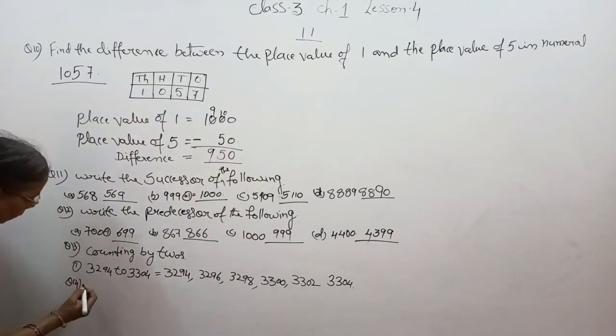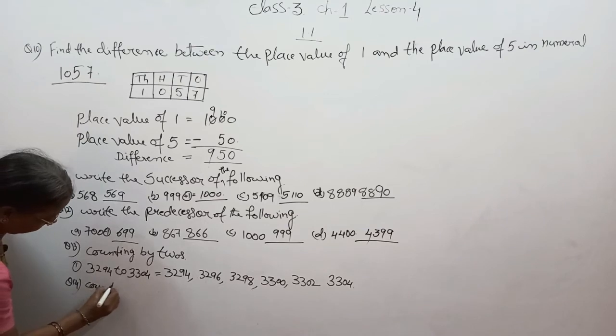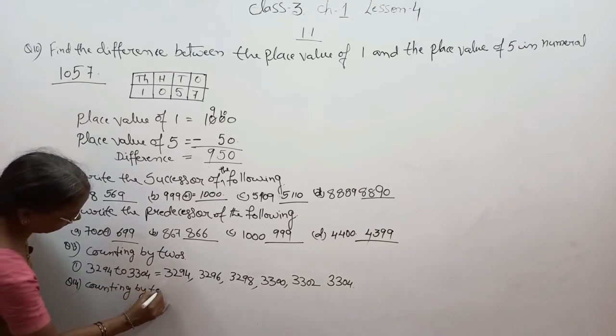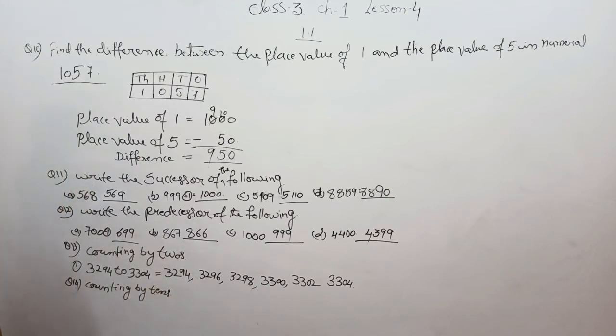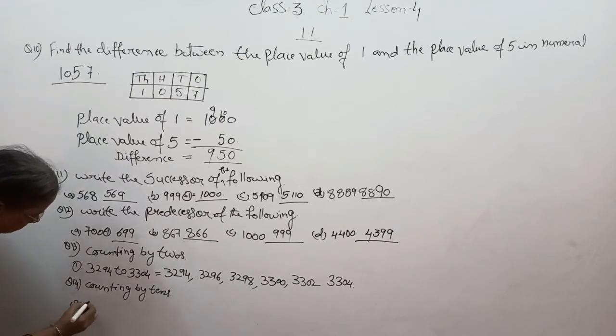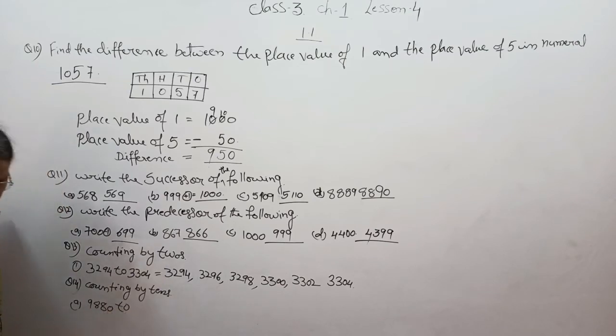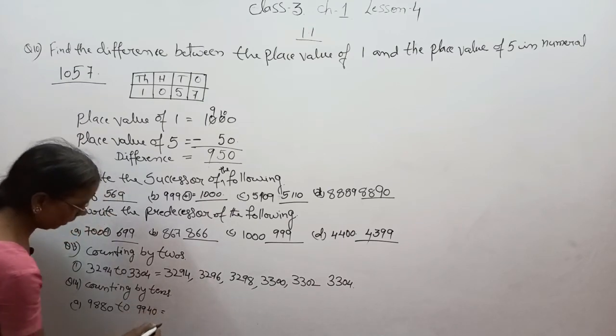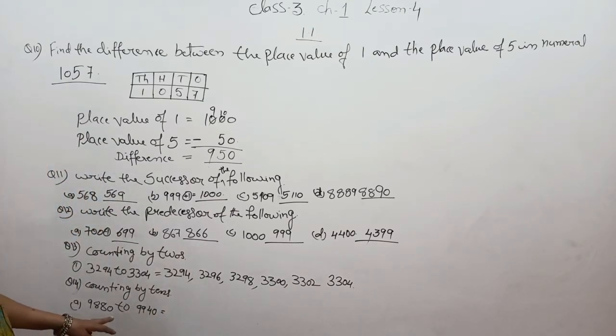And in question number 14, it is counting by tens. That is question A, 9,880 to 9,940. Here we have to write the numbers in between these two numbers.